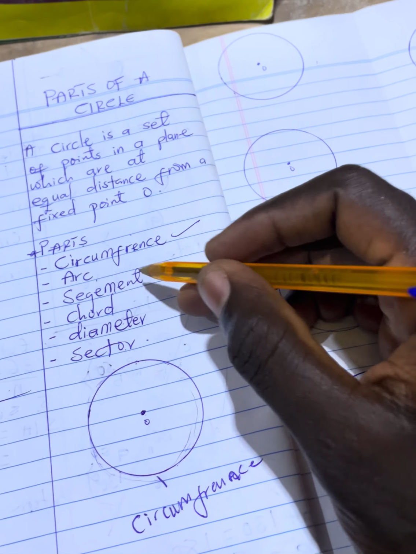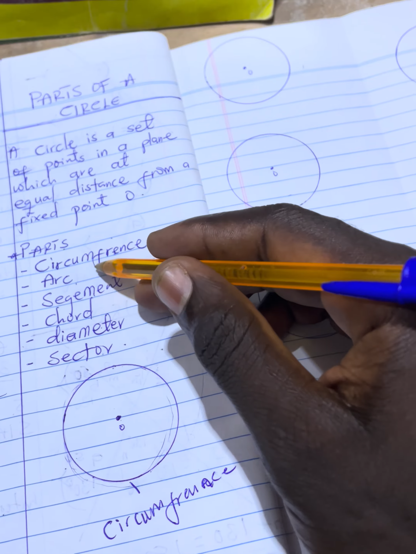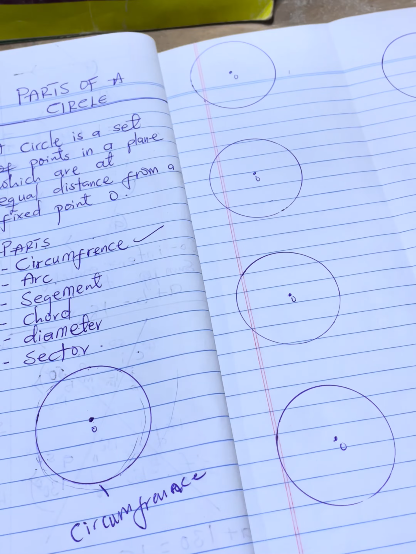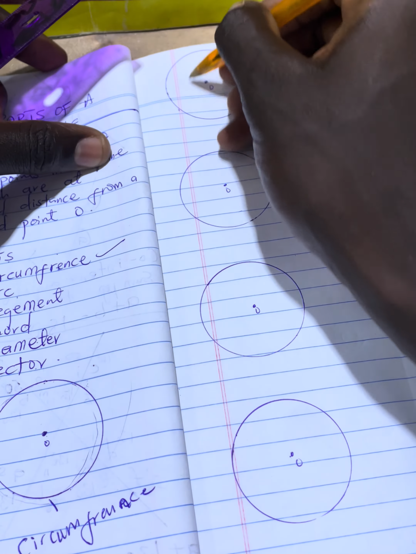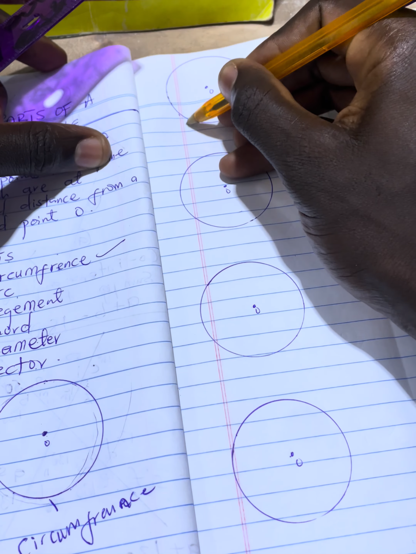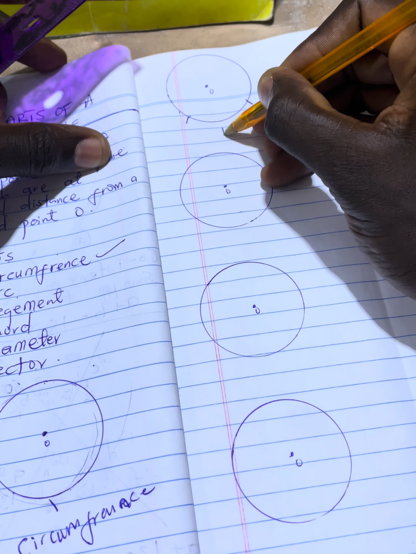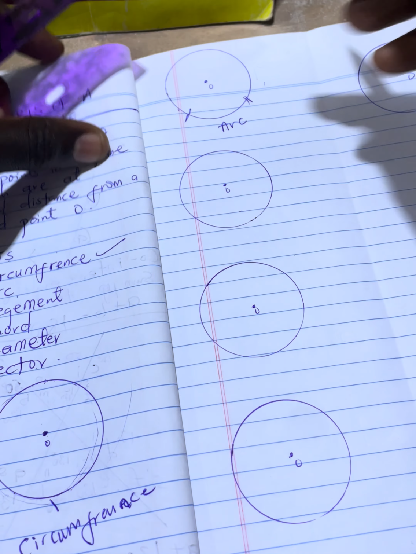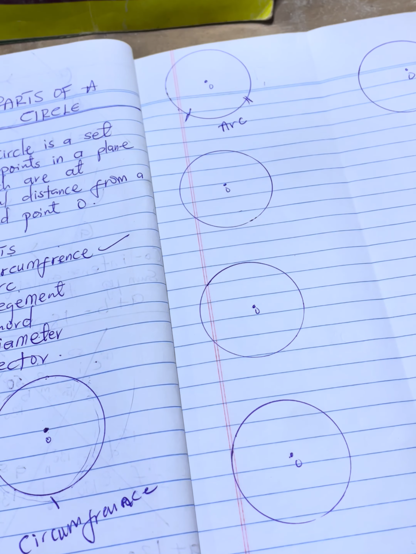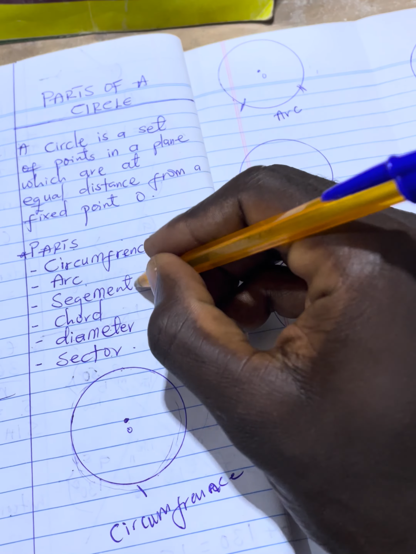The next thing we talk about is the arc. The arc, we say, is a part of the circumference. So we know this is the whole circumference, and if I take any part, say this part, I call it the arc. If you take any part of the circumference, we call it an arc.